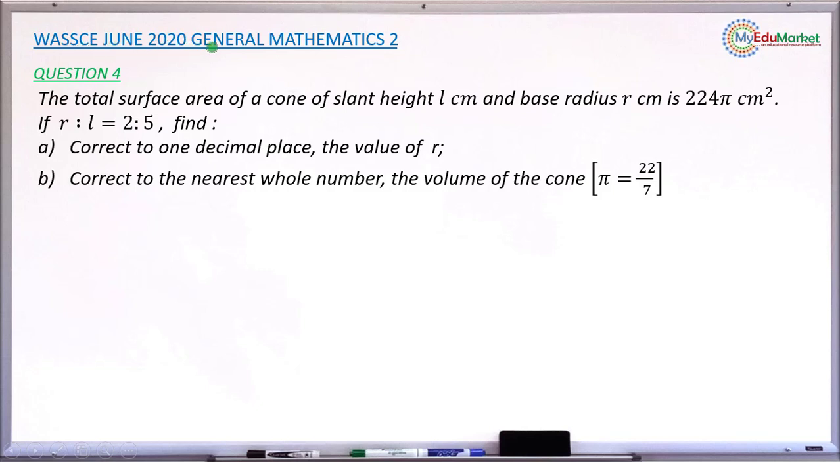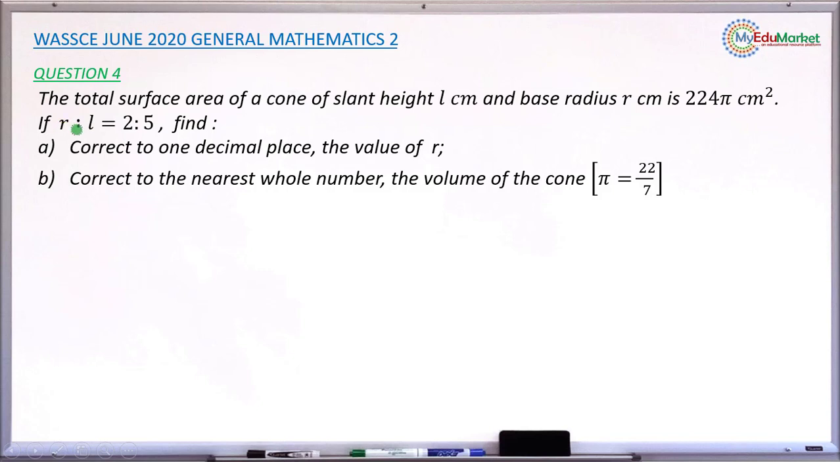This is WAEC June 2020 General Mathematics Paper 2, and we are answering question number 4. The question reads: the total surface area of a cone, which has slant height L and base radius R, is 224 pi centimeter squared. This gives the total surface area of that very cone.